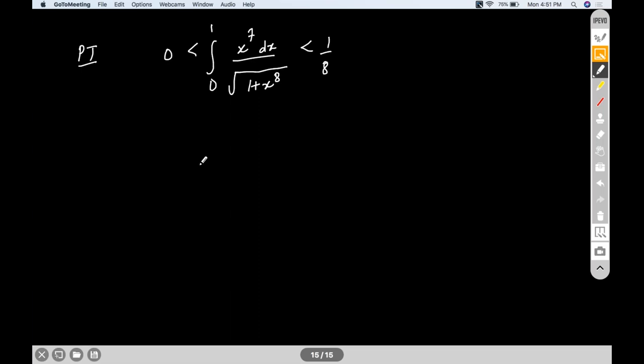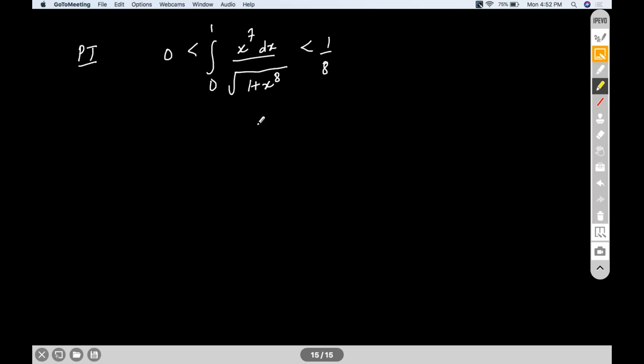Many times we need to react to this as per the requirement of the options also. Here your x is lying between 0 and 1, let's say. I don't need to give that, because the upper and lower limits of integration already say so. This information may not be given to you, because we all know we are integrating from 0 to 1. So your x has to be between 0 to 1.